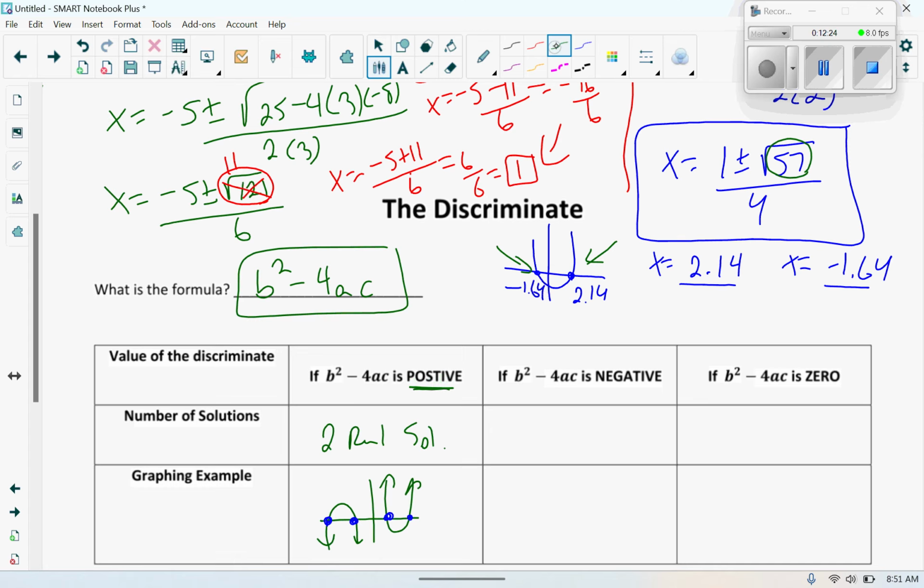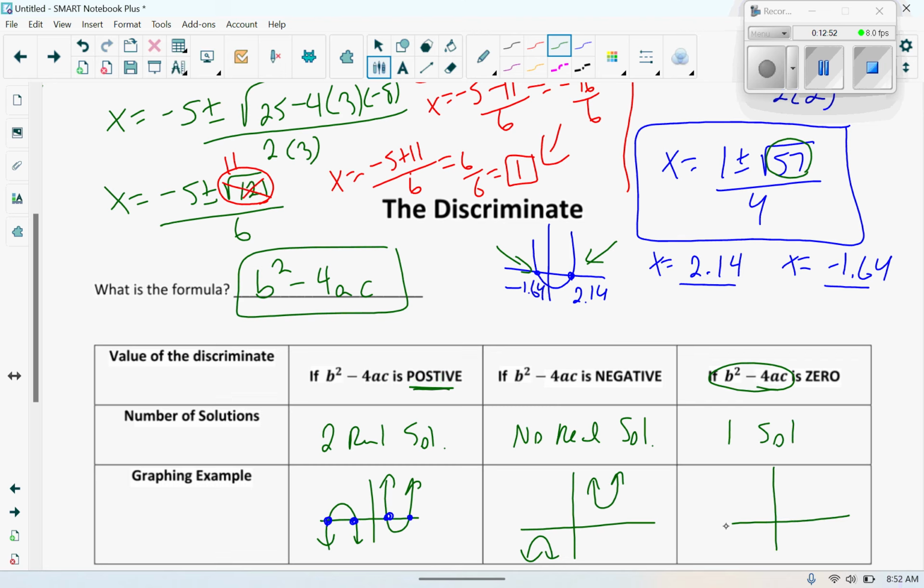Okay, if it is a negative, you're going to have no real solutions. So what's going on with the graph here is it might look something like this or like this. So notice it doesn't have any x-intercept. So it's not going to cross the x-axis at all. Okay, and then finally, if this is a 0, you're going to have one solution. So what that looks like is it's just going to kiss the x-axis. So like right there, just barely touches it. And in that case, that's where your one solution is coming from.